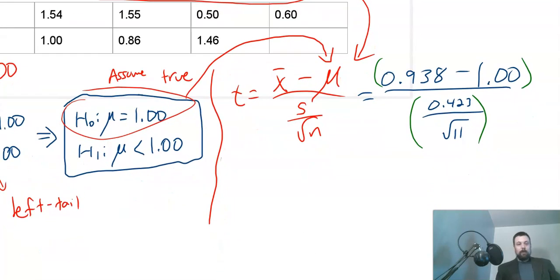And so let's see what we end up getting. So I have parentheses 0.938 minus 1, divided by parentheses 0.423 divided by the square root of 11. Close parentheses on the square root, close parentheses on the denominator, and I end up with a test statistic of negative 0.486. I'm going to go 4 decimal places on 1.